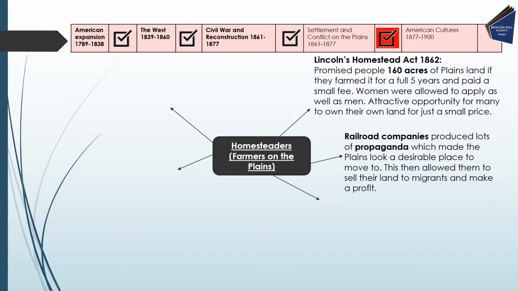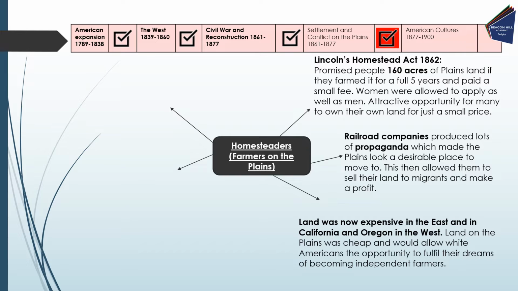So in terms of reasons for people moving to the plains, railroad companies were a big factor in this because they produced lots of propaganda, which made the plains look like a desirable place to move to. This then allowed them to sell the land they'd been promised for building the track to migrants and to make a profit. They also make it seem like farming there would be very, very easy. We know that that's not the reality, but this is one of the reasons why people began to move.